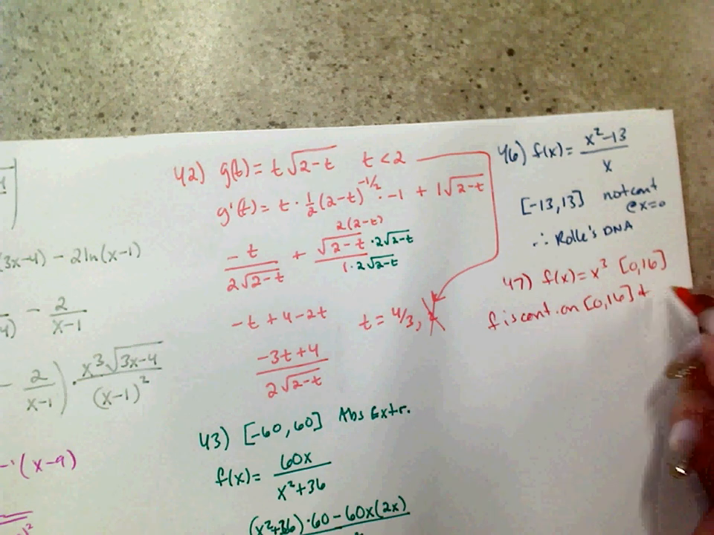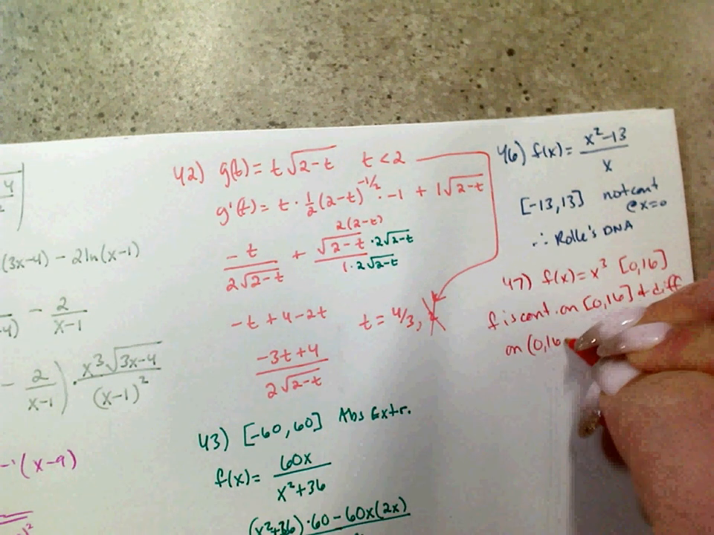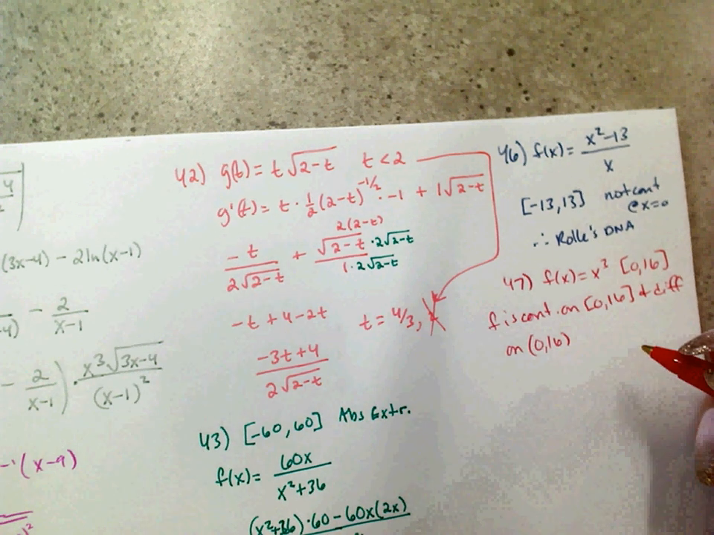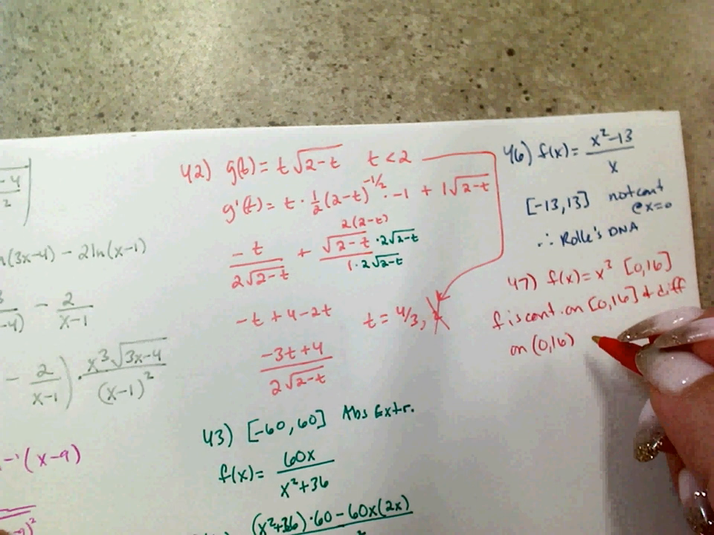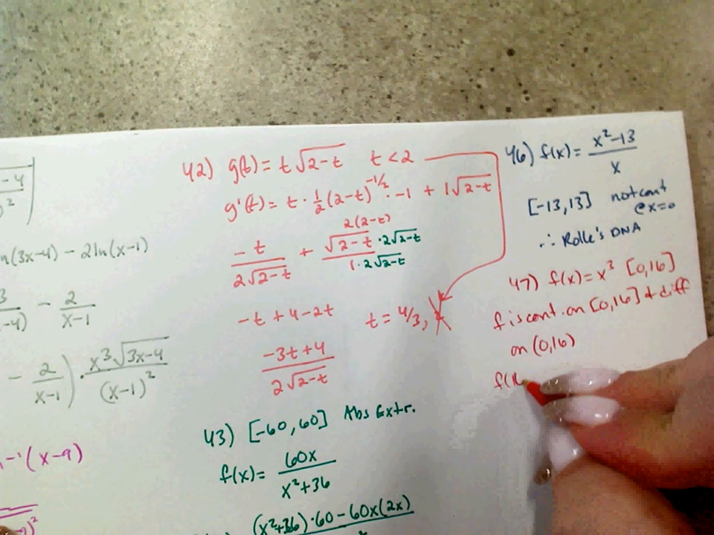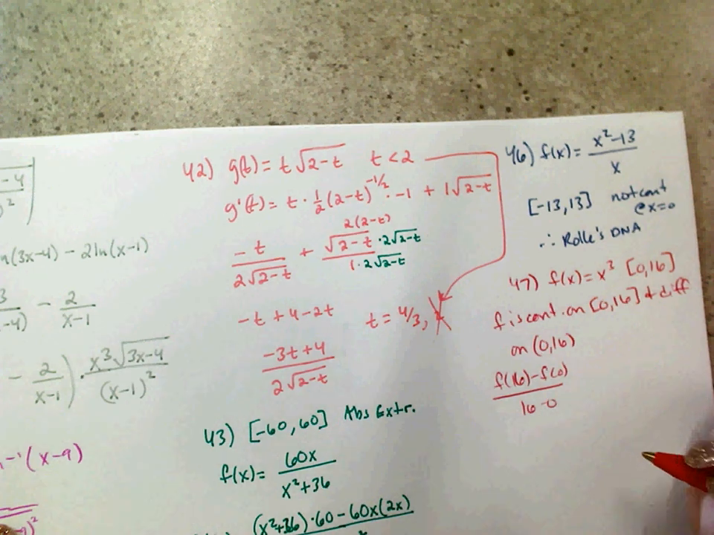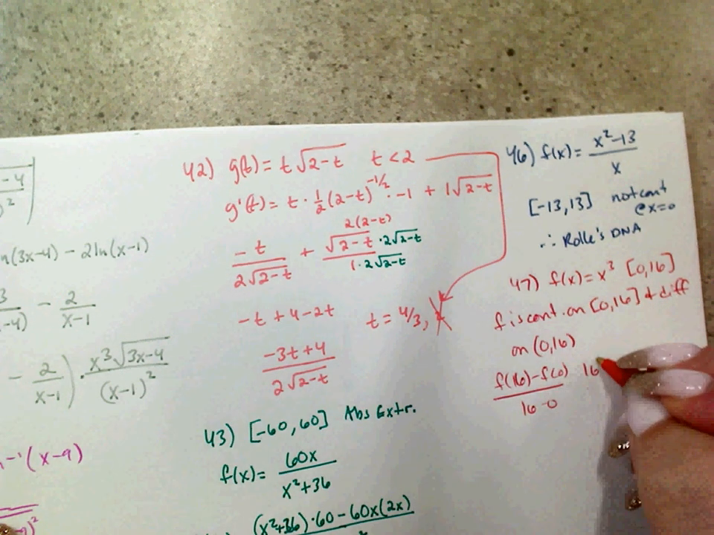Okay. We need to find the average slope. So that's f of 16 minus f of 0 over 16 minus 0. So f of 16 is 16 cubed. f of 0 is 0, over 16, so that's 16 squared, which is 256.